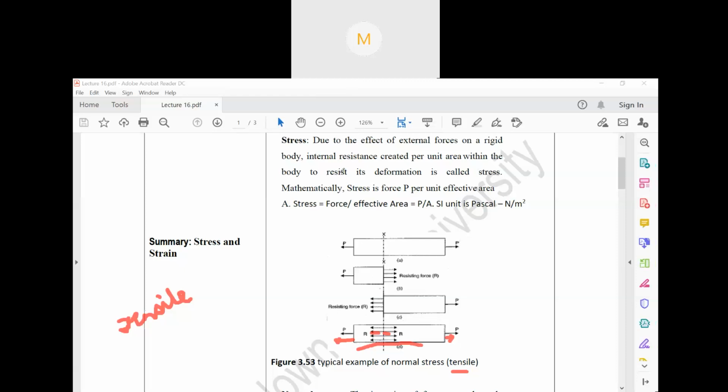Are you understanding this now? Are you understanding this? I'm asking every one of you.